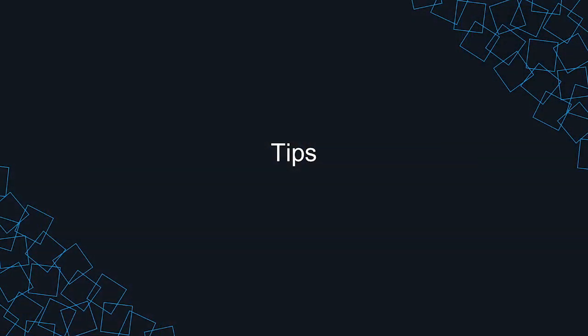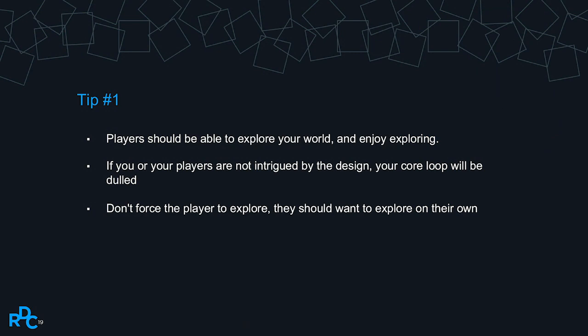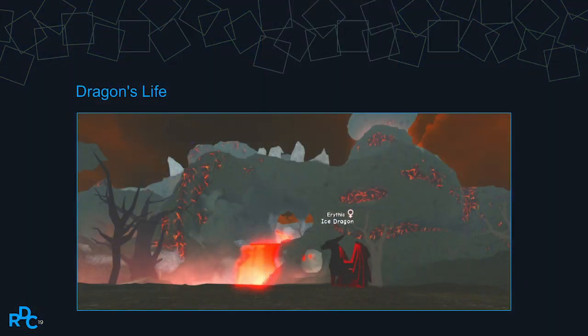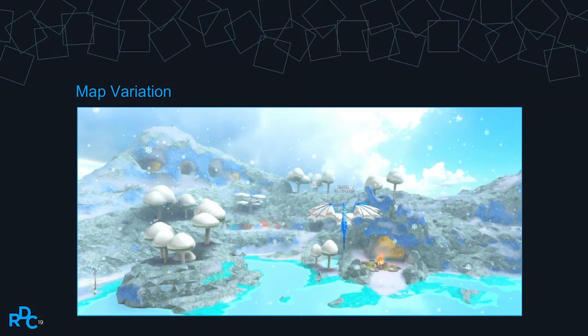All right, so this section is my personal experience and tips with terrain. My first and most important tip is that players should be able to explore the world and actually want to explore. If your players are in your map and not really knowing what to do, then that's not a very good sign. In Dragon's Life by Shy Fox, she has great environments such as the volcano world, where you can be a fire dragon and have that location to role play as that character. She also, in the same game, has an ice world, where if you want to be an ice dragon, you can go there.